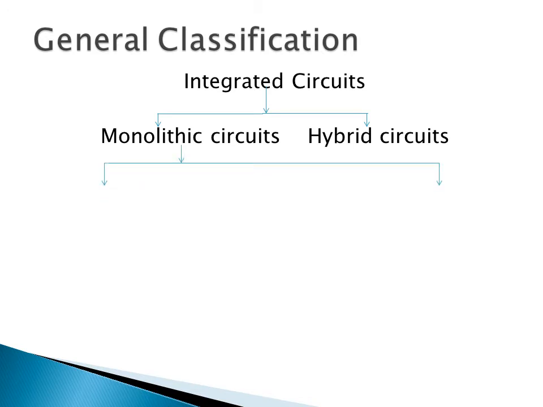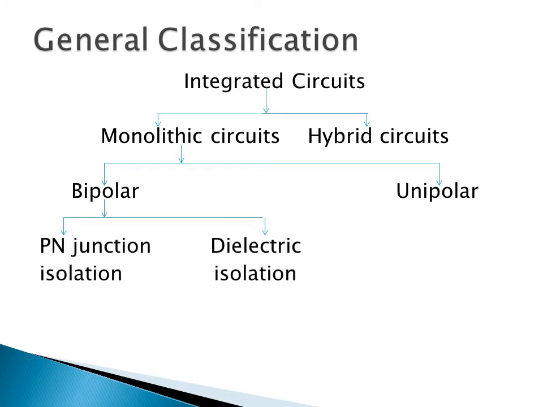Monolithic circuits are further classified into two types: bipolar circuits and unipolar circuits. Bipolar circuits, obviously, are made with bipolar junction transistors, whereas unipolar circuits are made by using field effect transistors. Bipolar circuits are also further classified into two types on the basis of the isolation that is done between the junctions: PN junction isolation and dielectric isolation. Similarly, unipolar circuits are also further classified into two types: MOSFET circuits and JFET circuits. This is the general classification of your IC.